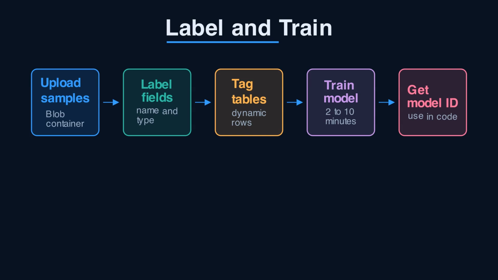The output is a model ID you reference in code. Label more variety, not more volume. 5 diverse layouts beat 50 identical ones.